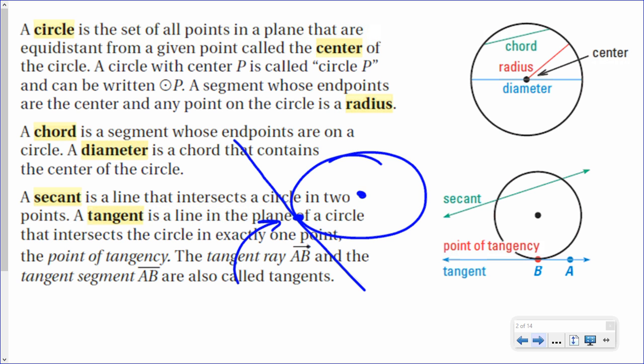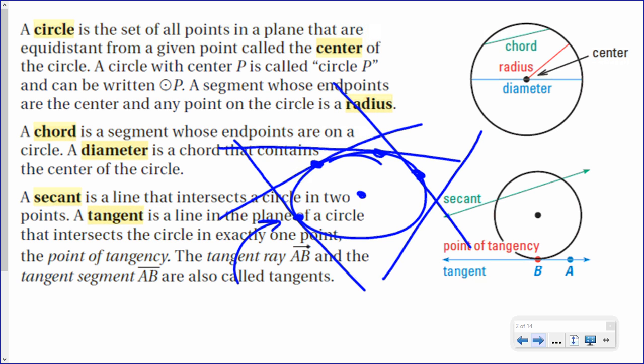You could draw multiple tangent lines. For example, let's say you have a line that goes this way. It hits at one spot. This way hits at one spot. Now, I wouldn't draw all these in because it's going to mess up your notes, but you get the idea. You could pretty much draw an infinite amount of tangent lines. Again, where the point hits is called the point of tangency. The line itself is called a tangent line.